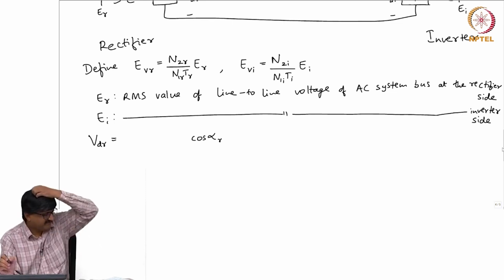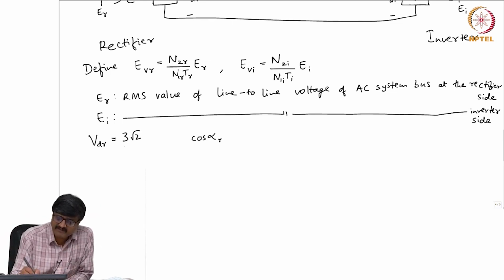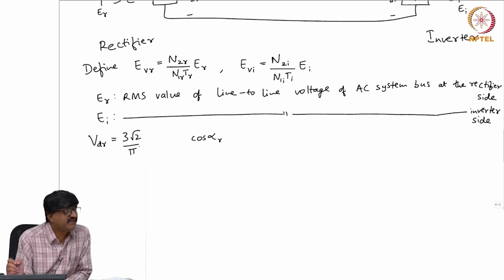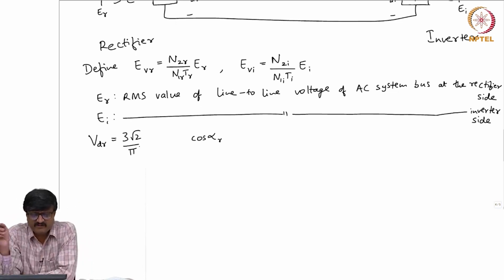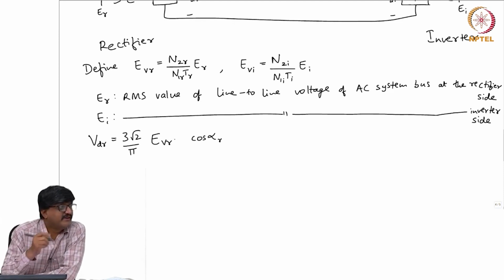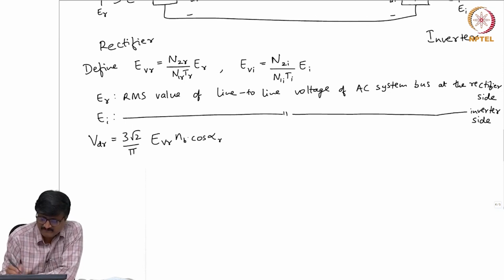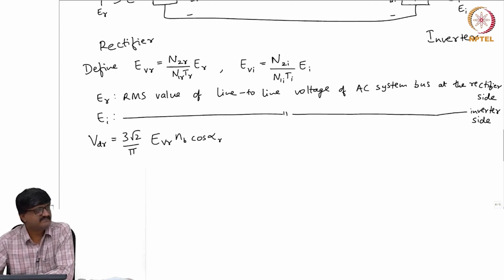What is the expression? In terms of 3 root 2 by pi into root 3. Why root 3? Because all these are line to line voltages. So, line to line EVR into NB. That is the first term on the right hand side.